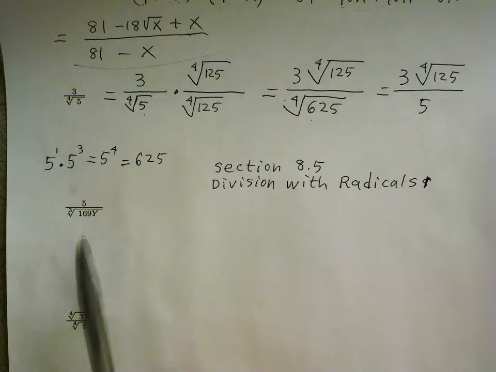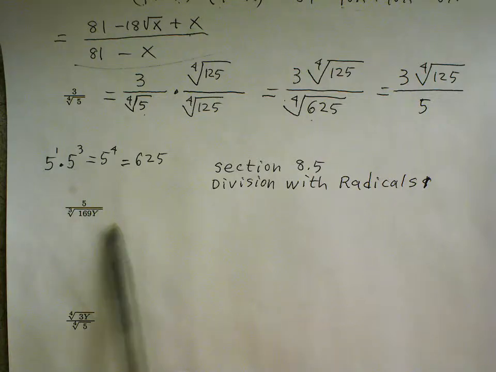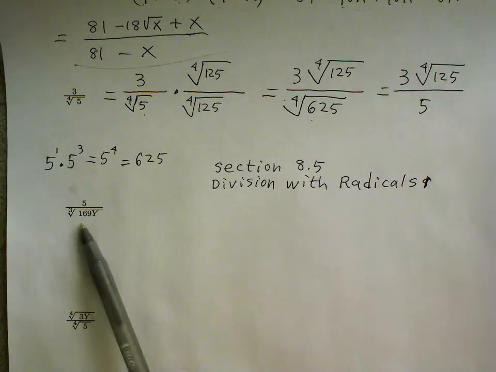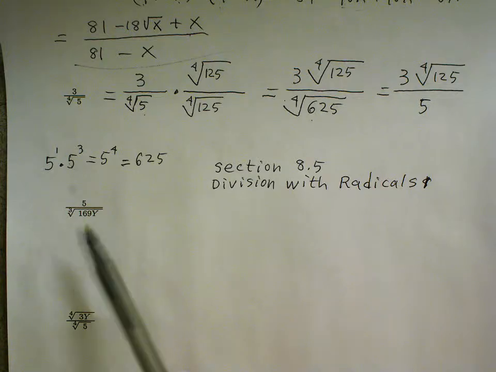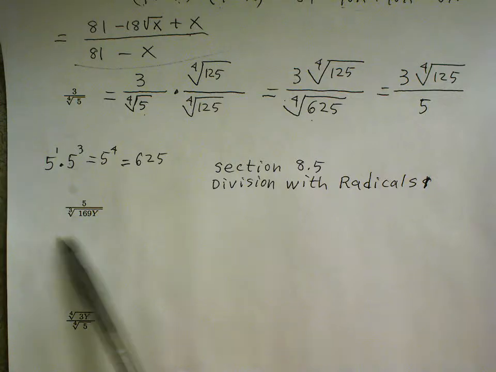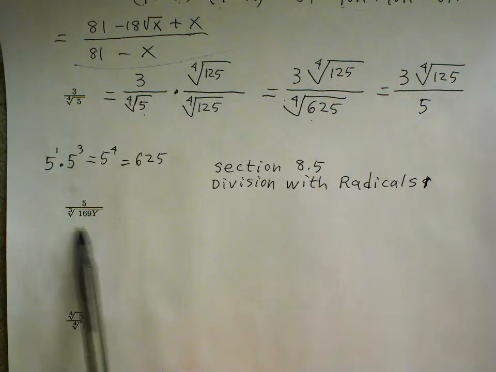So remember, when we have expressions with radicals in the denominator, we want to rationalize the denominator. In other words, we want to come up with an expression that is equivalent or equal to the one that we began with, but with no radical in the denominator. So at the moment, we have a radical with index 3 in the denominator.